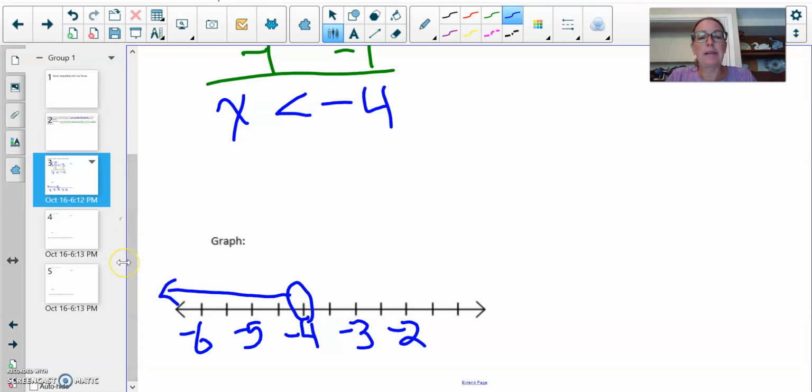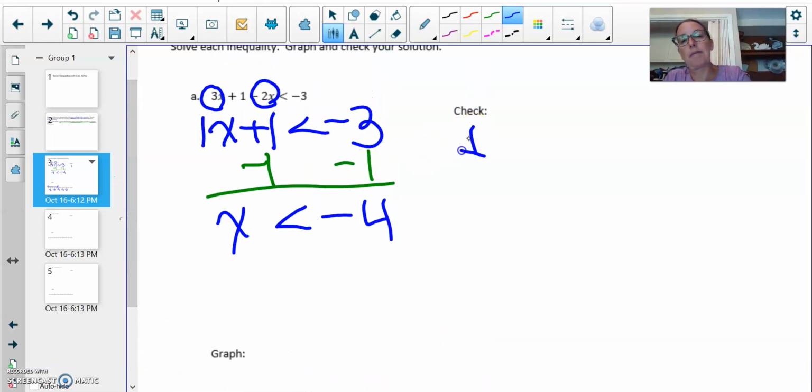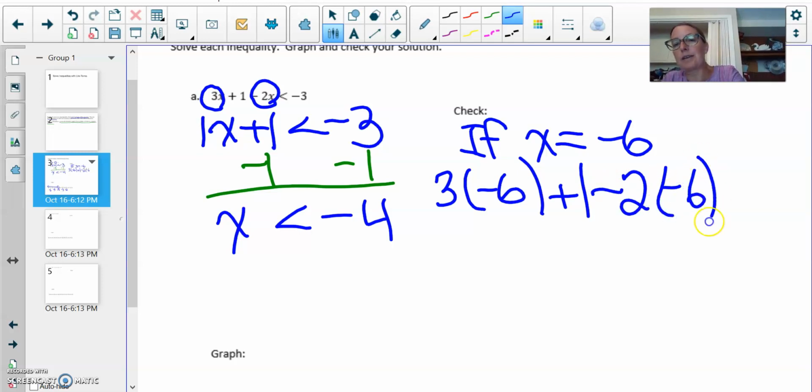In my check, I pick some number in my shaded region. So I'm going to use negative 6. Let my reader know what number I'm using. So if x equals negative 6. Go back to the original. Everywhere there's the x, I'm replacing it with negative 6. So it becomes 3 times negative 6 plus 1 minus 2 times negative 6 is hopefully less than negative 3.